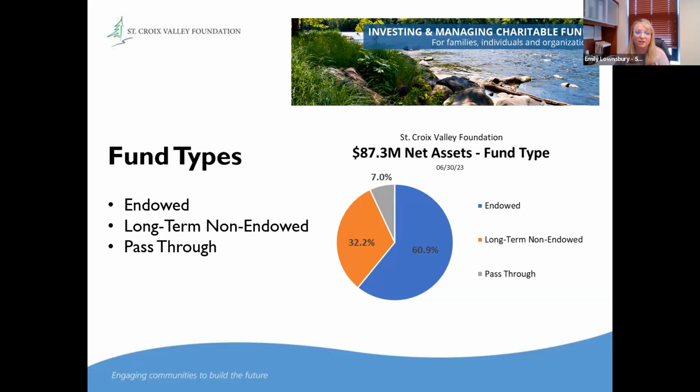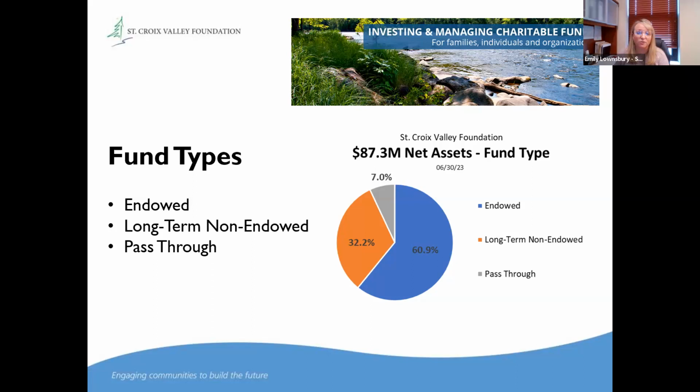Contributions to an endowed fund are invested, and a portion of the earnings are made available each year as spendable. It's important to note that not all the earnings are available each year, but it's the calculated spendable value, which helps ensure that even in years when the market performs poorly, those endowed funds are available for distribution and supporting those nonprofits on a regular basis in a consistent manner with funding. And you can see that approximately 60% of our total assets are endowed.